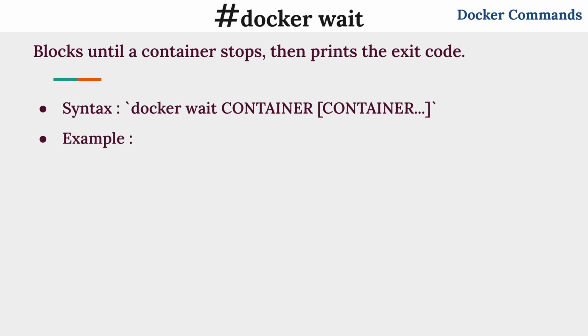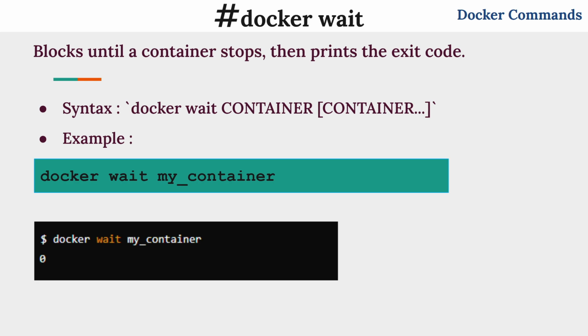The Docker wait command is an essential tool for managing Docker containers in scenarios where you need to synchronize actions based on the lifecycle of a container. By waiting for a container to stop and retrieving its exit code, you can make informed decisions in your automation and scripting workflows.